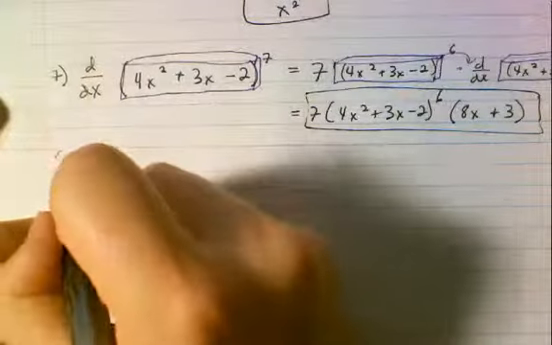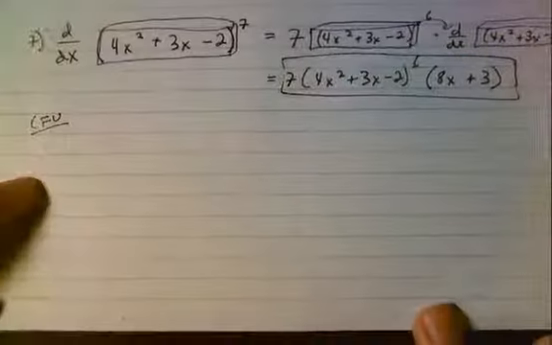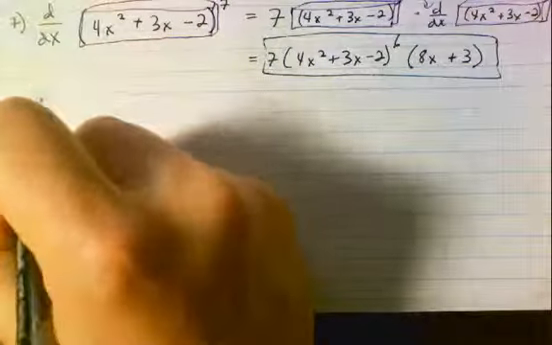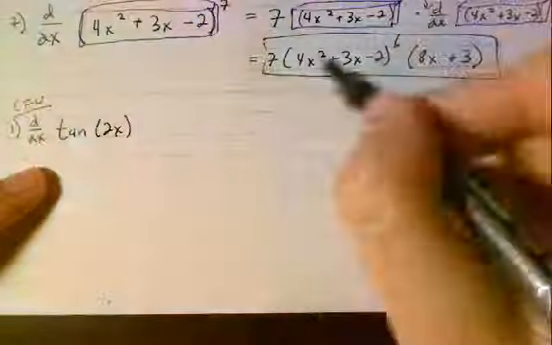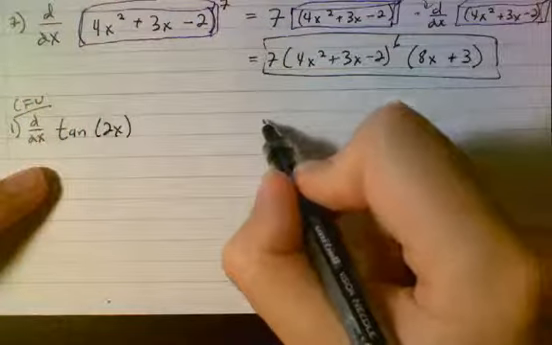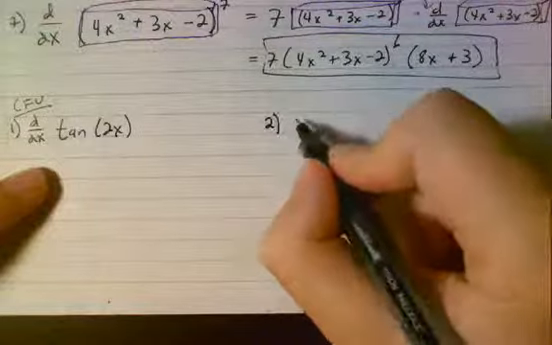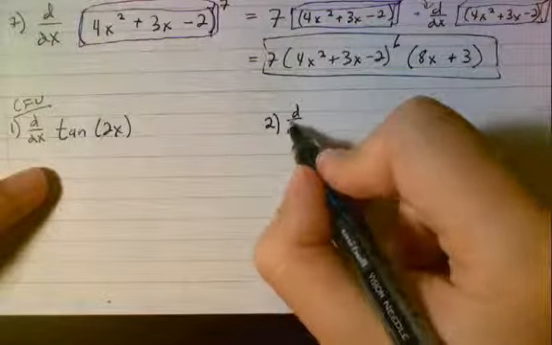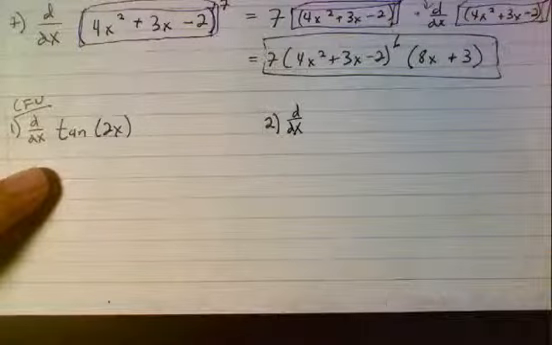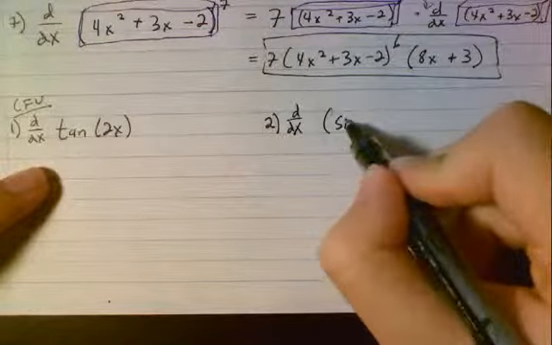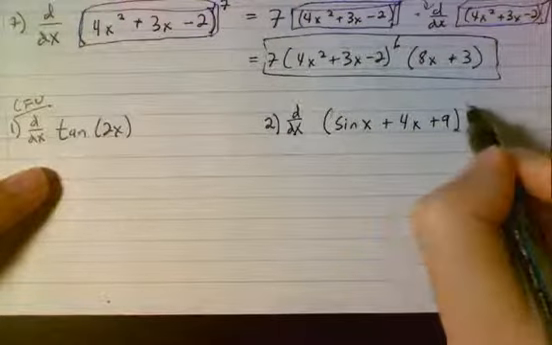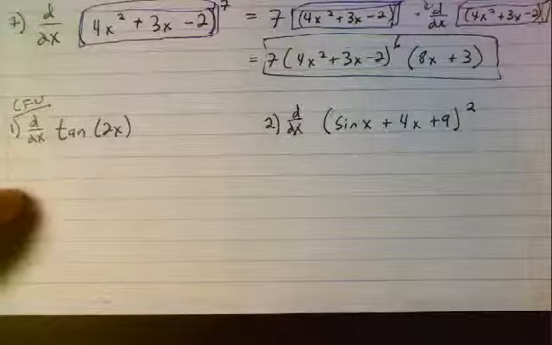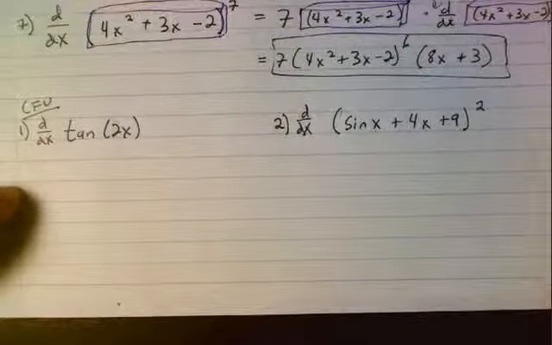Let's do 2 check for understanding problems now. 1, I'd like you to find the derivative of the tangent of 2x. And for the other one, I'd like you to find the derivative of the sine of x plus 4x plus 9, squared. Do those on your own. Pause the video now and resume the video when you're ready.